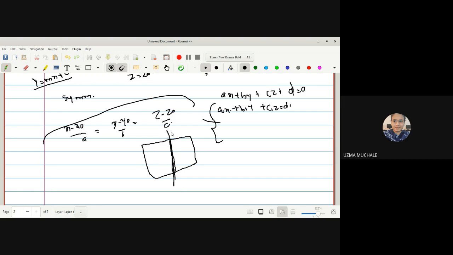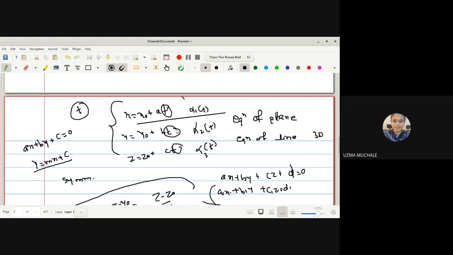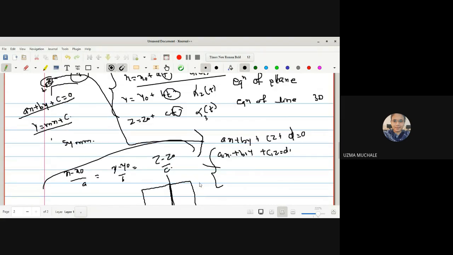Okay, so actually this ax plus by plus cz plus d is the equation of a plane, not the equation of a line in 3D space. This is the equation of a line in 2D plane, but by adding the z coordinate here, it will not become the equation of a line in 3D space, right? So this is the equation of a plane. Again the question remains.